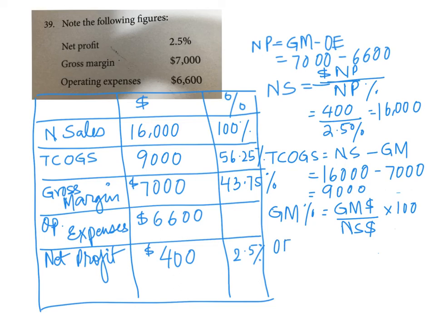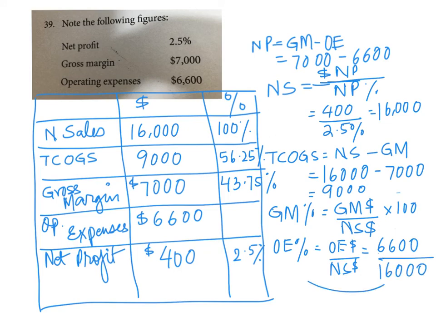Then operating expense percent will be equal to operating expense dollar divided by net sales dollar, which is 6,600 divided by 16,000, and this will result in operating expense percent of 41.25%. So this will complete the skeletal P&L statement for this problem.